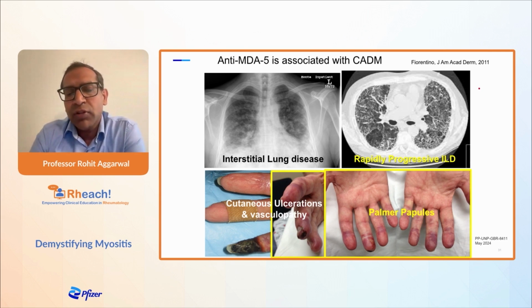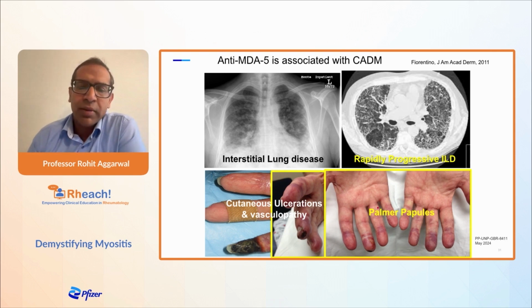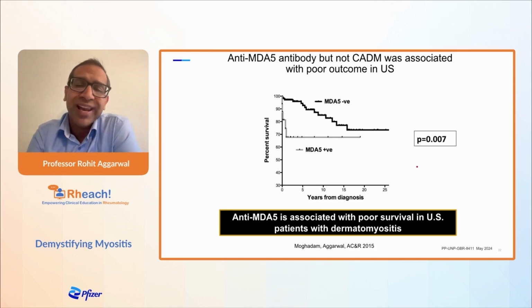And then they can also come with classic and severe rashes like cutaneous ulceration, vasculopathy. But the palmar papules that are seen on your slide are classic rashes that are associated with this antibody. So you can use the antibody or the rashes to diagnose these patients early. And if you diagnose them early and treat them aggressively, they tend to do better. But if you don't, then they actually have very poor survival. They have almost 30% mortality within the first year in anti-MDA5 positive patients. So these patients are almost like a death sentence in 30% of patients if you don't recognize them early.